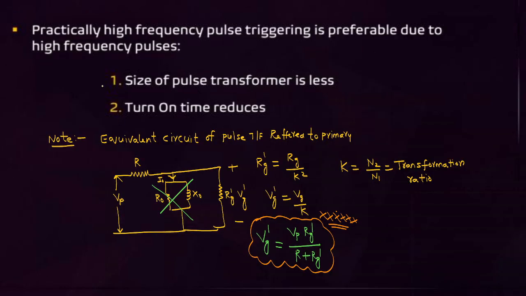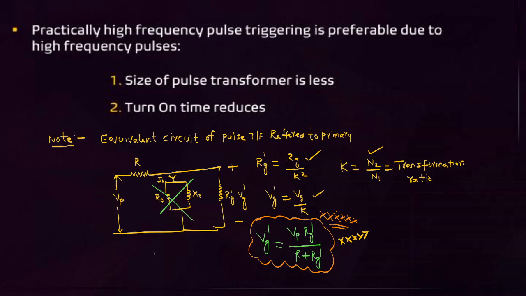And a very important observation: this is the equivalent circuit of a pulse transformer. From this equivalent circuit, you have to concentrate on this formula. This is the equivalent circuit referred to the primary. I transfer the parameters on the secondary side to the primary. RG becomes RG dash, VG becomes VG dash. If you are transferring secondary to primary, resistance is divided by K square and voltage is divided by K, where K equals N2 by N1.